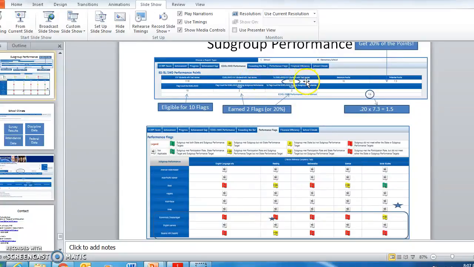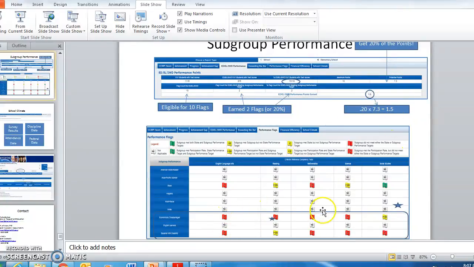Then you get a percent of the test scores. For them, I think it's 0.73. The maximum number of points is 10, so their possible number of points is 7.3 based upon their percentage. Then you have your flag count. How many eligible flags are there? They have 10, but they only earn 2 flags. And so 2 is 20% of 10, so they get 20% of the 7.3, which is 1.5.